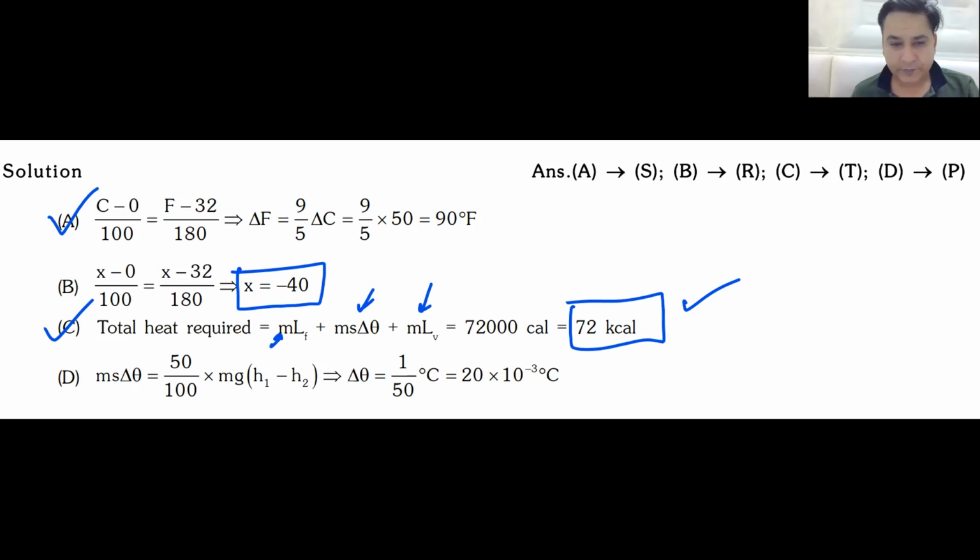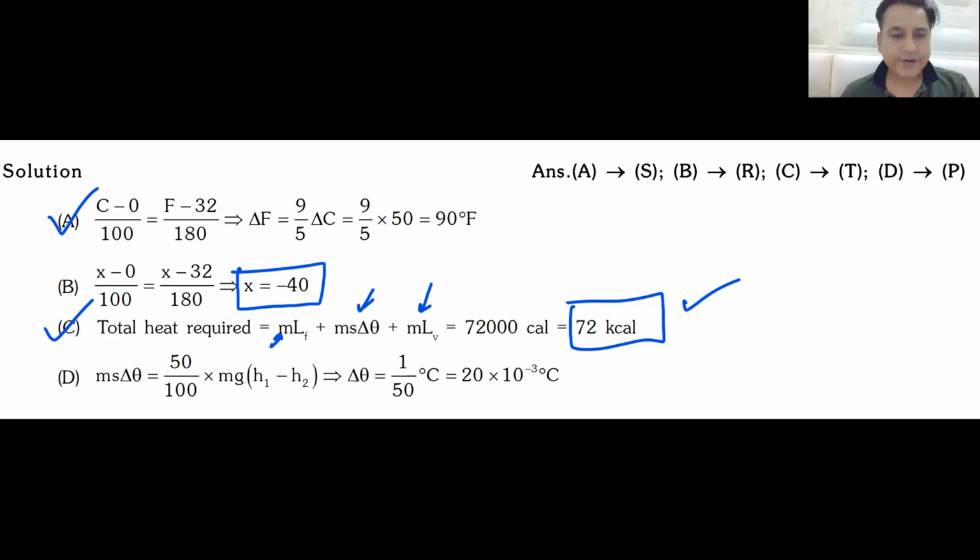Sir, your video is stuck. My video is stuck. Just give me time. Is it okay now? No, sir, stuck again. Let's see. Is it okay now, or still stuck? Okay, sir. It's okay now.